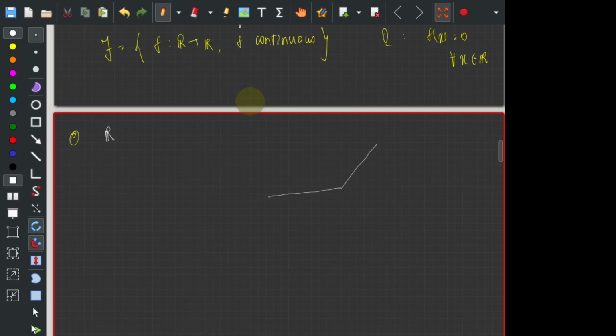You want to write sin x as what? Sin x as what? What is your basis?